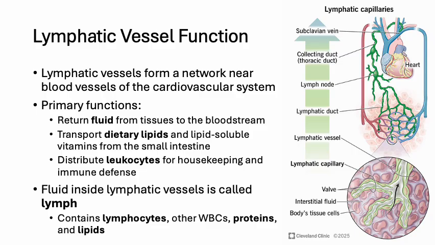The fluid that travels through the vessels is known as lymph, which is composed primarily of lymphocytes and other white blood cells, as well as proteins and lipids. Lymph originates as interstitial fluid and plays a vital role in both nutrient transport and immune surveillance as it circulates through the lymphatic system.